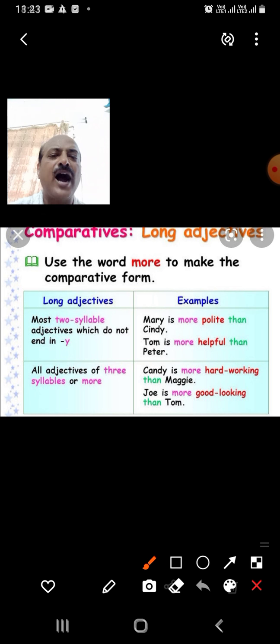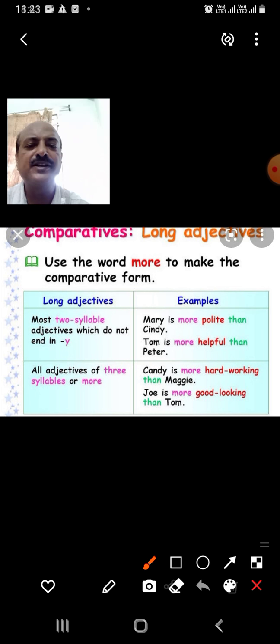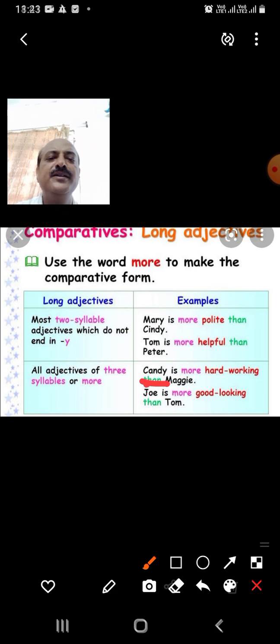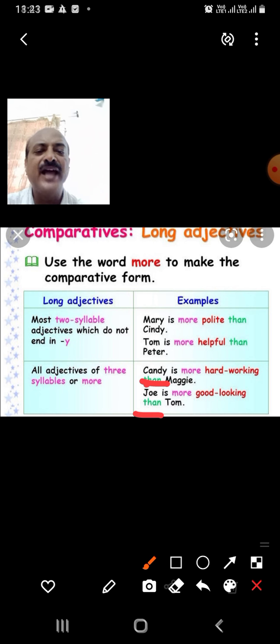All adjectives with three syllables, like Candy is more hard working than Maggie. So O, I, A: in hard working there are three syllables. So we use more. Here you can see we have used than because we are comparing between two girls, Candy and Maggie. Joe is more good looking than Tom. In looking, double O and I. There are three vowels. So we are adding more in the comparative. Again here the comparison is between two persons, Joe and Tom.